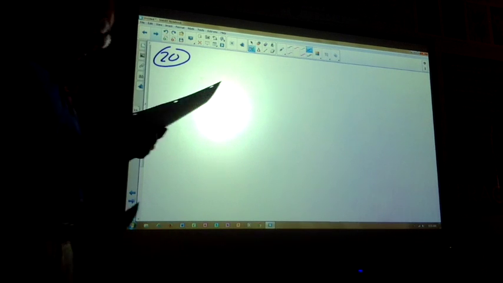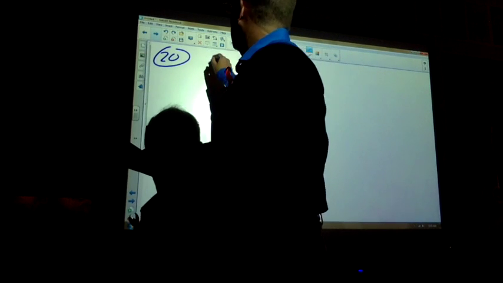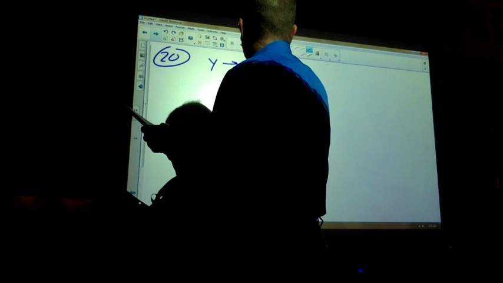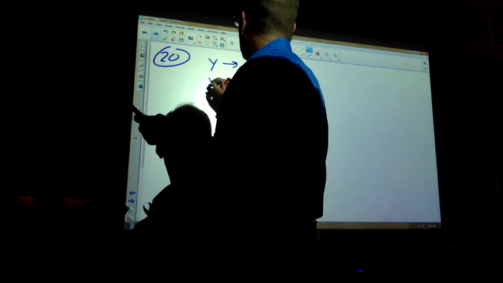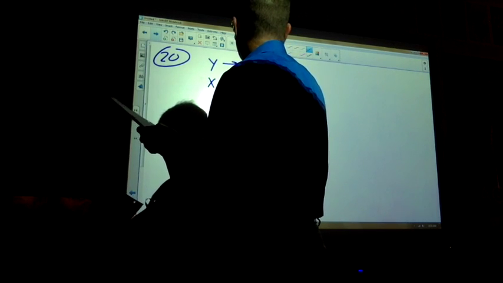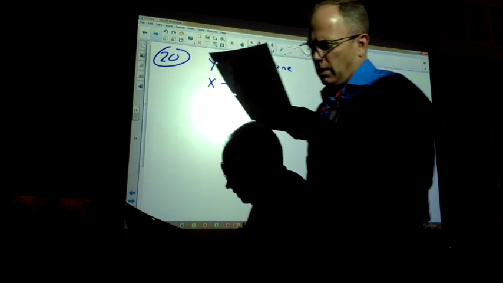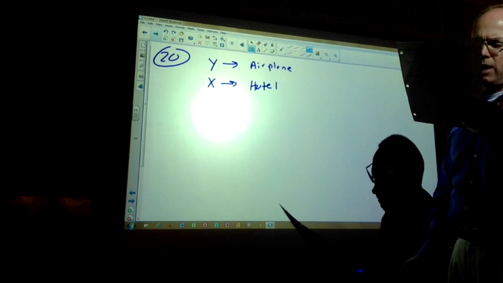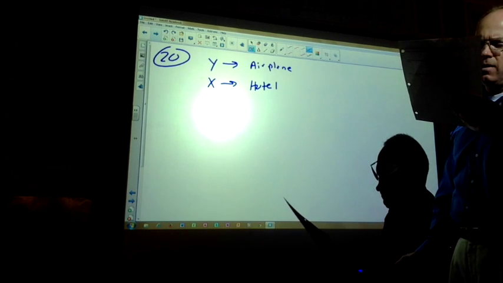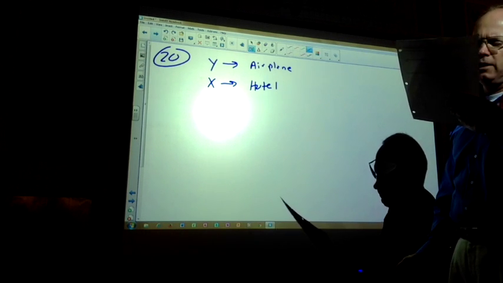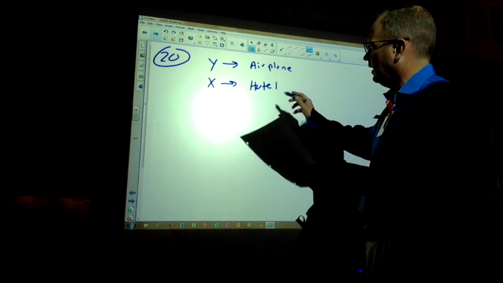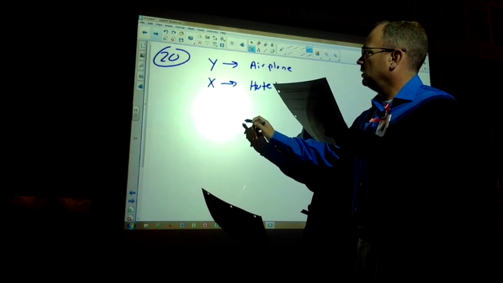Y is the cost of a plane ticket. X is the cost of one night in a hotel. Airplane. Hotel. The cost of a plane ticket is 80 more than 3 times the cost of an airline ticket. The cost of an airline ticket.